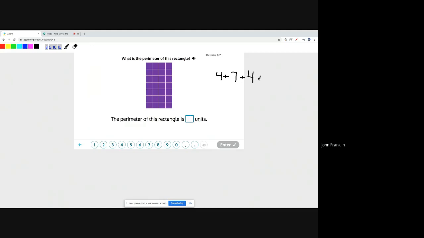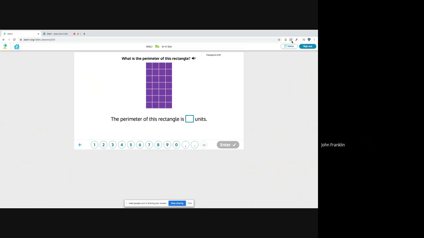Plus again 7. So my takeaway from this would be 4 plus 7 is 11. 4 plus 7 is 11. Together it's 22. So I would put 22. Got it. All right, up next.